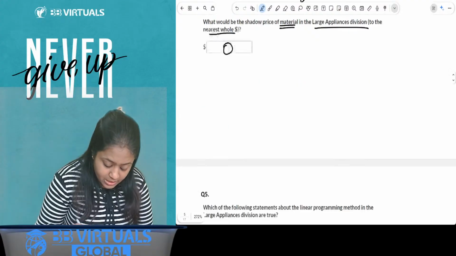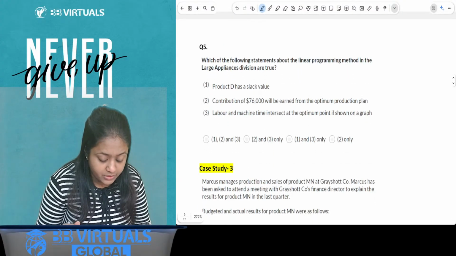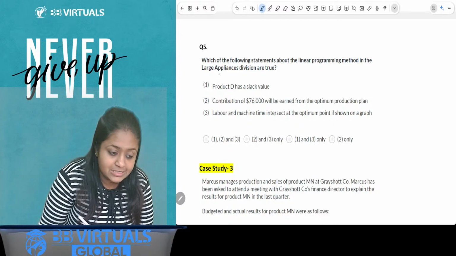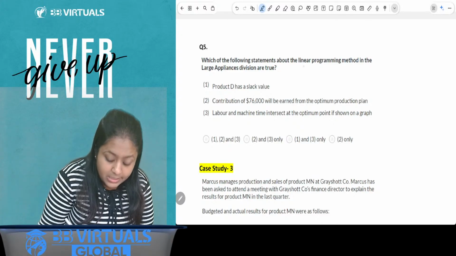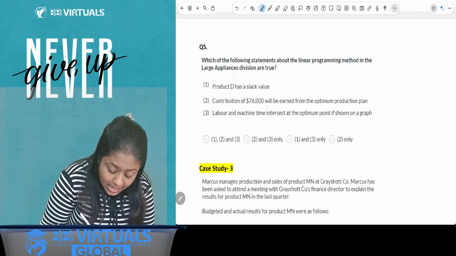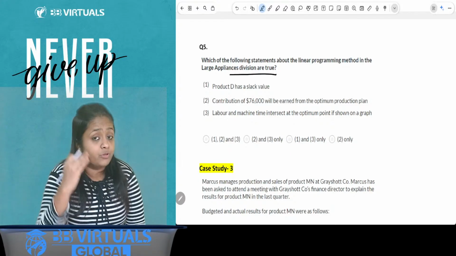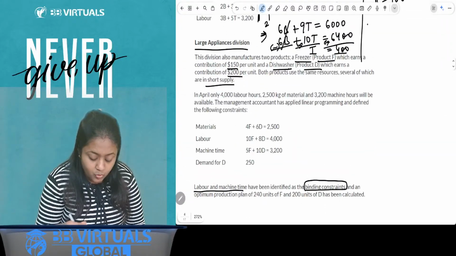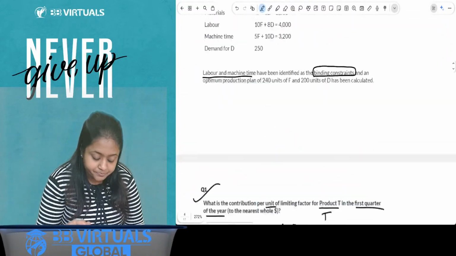Okay, done with the fourth. Let's see the fifth one. Which of the following statements about the linear programming method in the large appliances division are true? Now, only with respect to large appliances division. Only with respect to this.